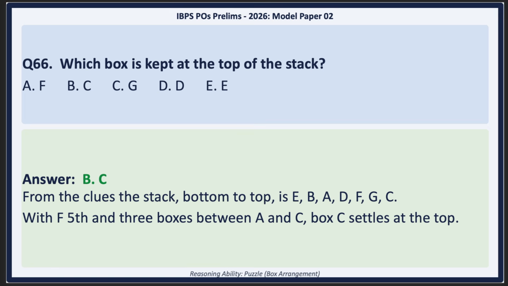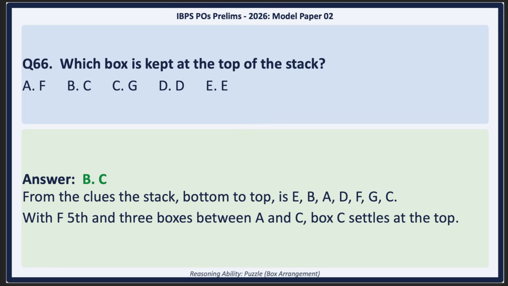Oh, so the test gives you an anchor. It states that only 2 boxes are kept above box F. So in a stack of 7, that makes box F completely immovable. Precisely. It is locked right into the 5th position from the bottom. And from there, the rest of the puzzle just cascades, right? Mm-hmm. You're no longer juggling 7 unknown variables. You just map the other clues right around F.